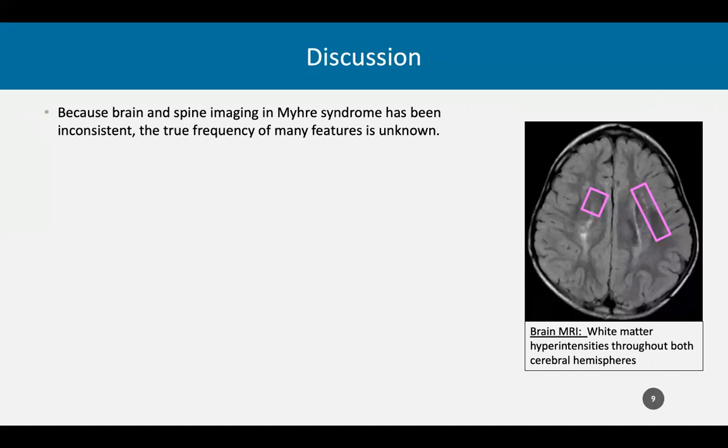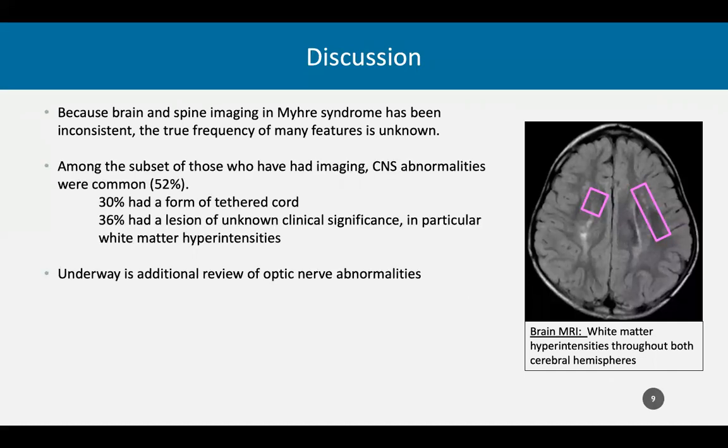Because brain and spine imaging in Myhre Syndrome has been inconsistent, the true frequency of many features is unknown. Among the subset of those who had imaging, central nervous system abnormalities were common, seen in about 52%. Underway is additional review of optic nerve abnormalities.